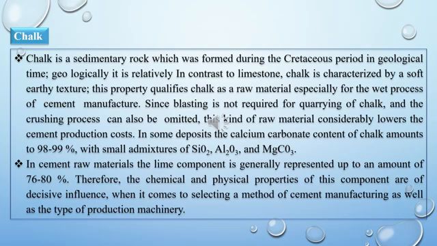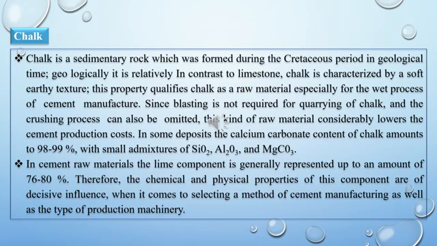Now the next one is chalk. Chalk is a sedimentary rock which was formed during the Cretaceous period in geological time. Geologically, it is relatively young in contrast to limestone. Chalk is characterized by a soft, earthy texture. This property qualifies chalk as a raw material, especially for the wet process of cement manufacture, since blasting is not required for quarrying of chalk, and the crushing process can also be omitted.